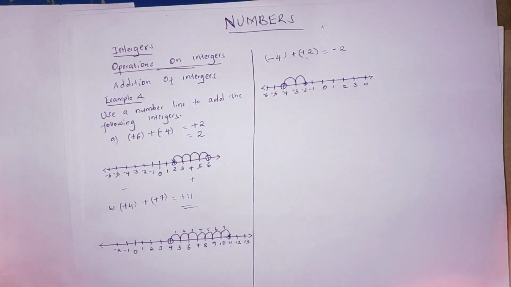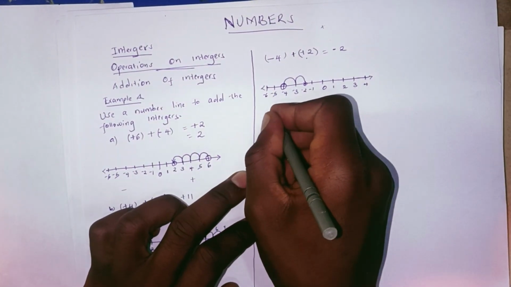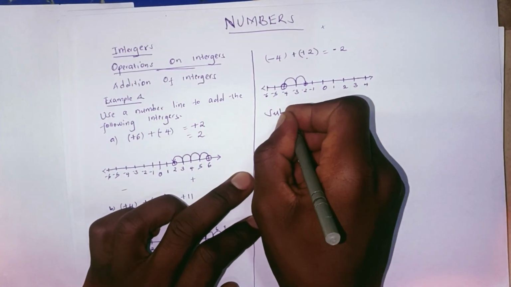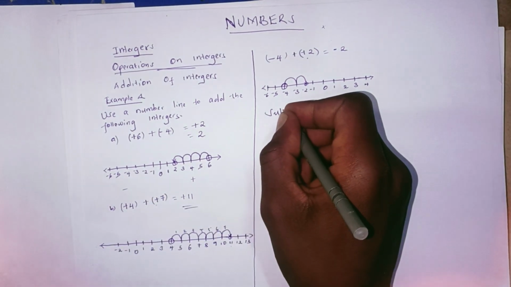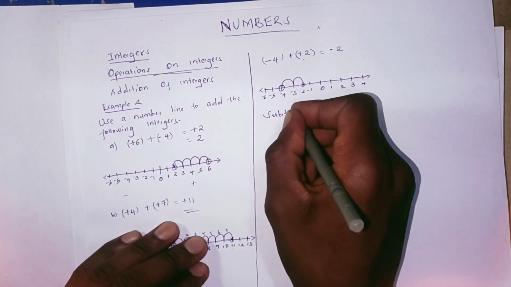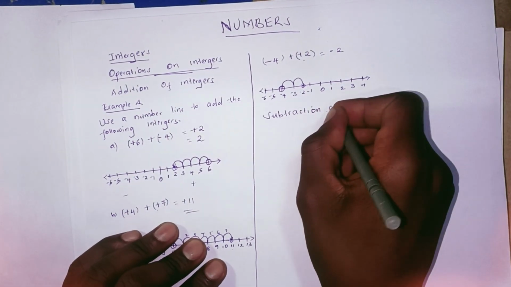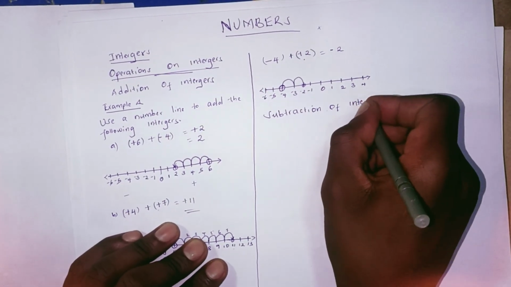Then after that, remember this one was addition of integers. Let me now go to what we call subtraction. Subtraction of integers.